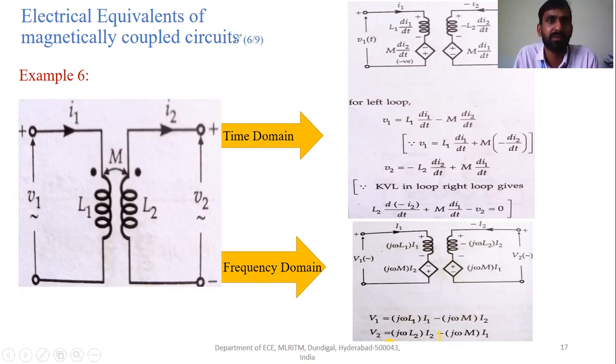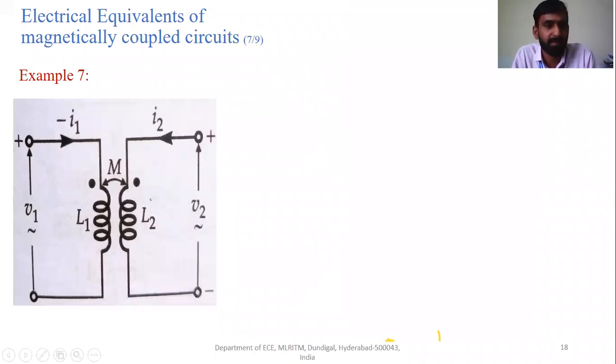So this is with respect to magnetically coupled circuits, example 6, in time domain and frequency domain. Let us look into the other combination. Example number 7.